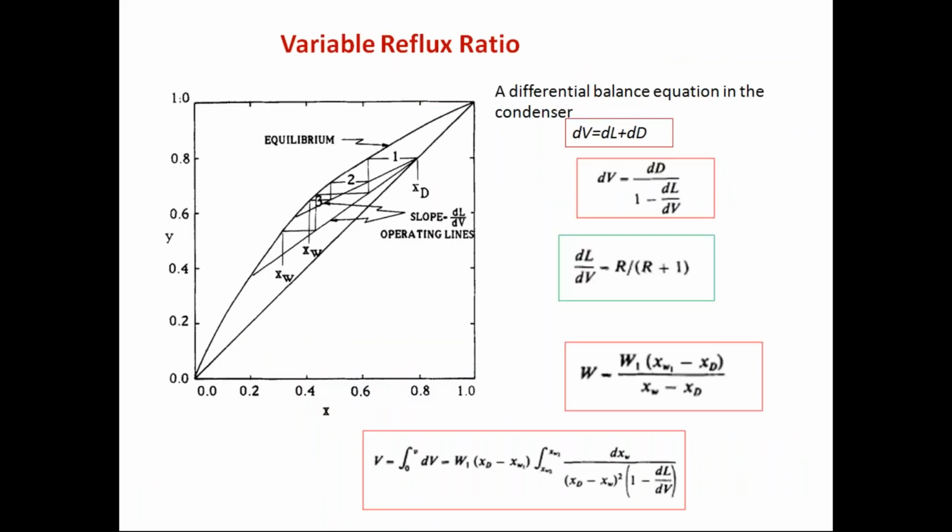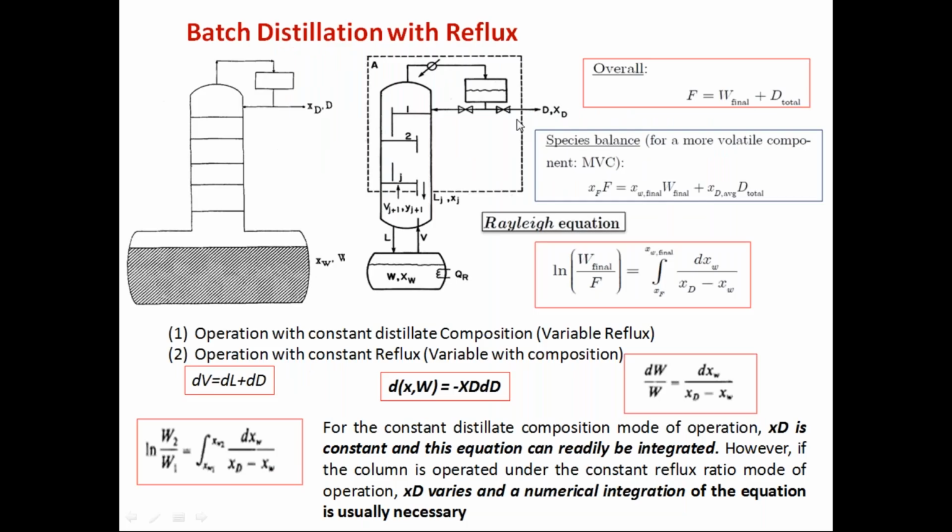And similarly, if the variable reflux ratio is there, variable reflux ratio means the L value which is coming down is continuously varying. L value is no more constant. In the constant reflux ratio case, this is constant, but it is no more constant. It goes on changing. And to change the L, the vapor flow rate which is coming to the condenser will also change. So vapor flow rate, liquid flow rate and distillate, all will change.